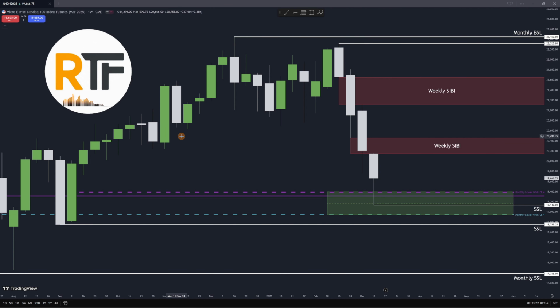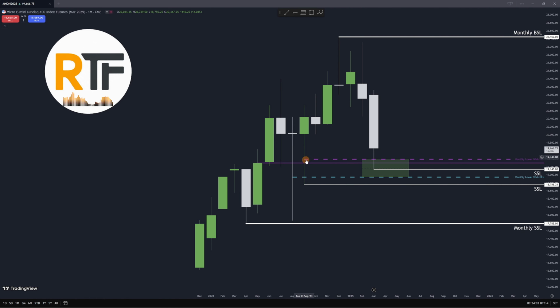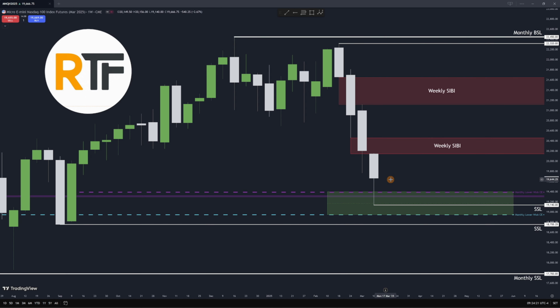So if I go back up to the monthly chart, you can see this is what I'm talking about. 50% of this wick is the purple dotted line and 50% of this wick is the teal dotted line. So now coming back to the weekly, you can see that we wicked down, and where did we stop? Pretty much right in the middle between these two wicks on the monthly chart, and then we've retraced back up and closed above it.